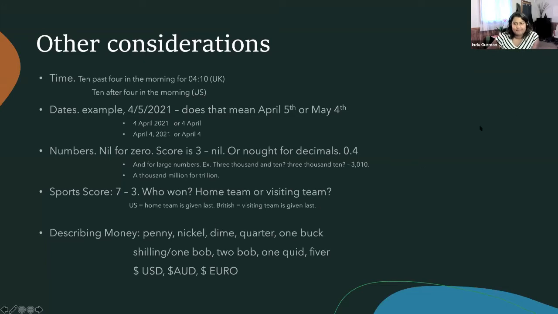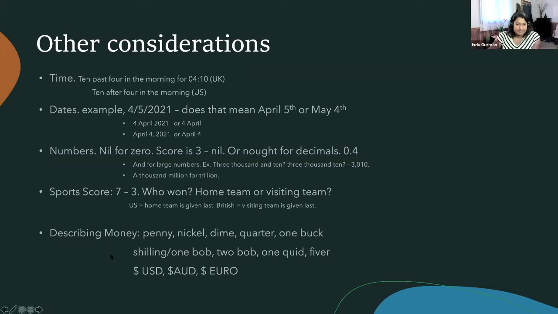Sports score. Who won? The home team or the visiting team? When you say the score, 7-3, who won? In the US, the home team is given last, and in the British, the visiting team is given last. So that's another thing you want to clarify when you're doing a sports score.